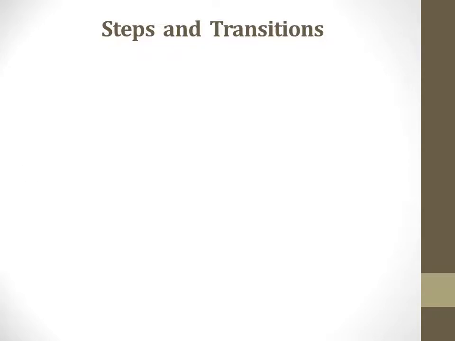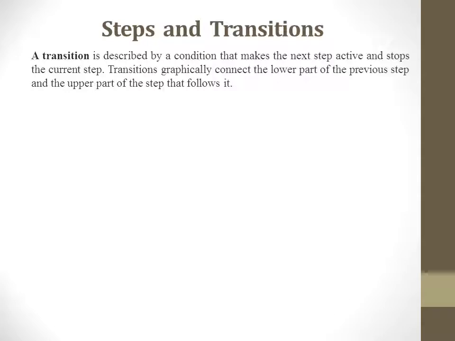So next element, transition. As I said, it's also a main element of this language. A transition is described by a condition that makes the next step active and stops the current step. Transitions graphically connect to the lower part of the previous step and the upper part of the step that follows it. The transition condition is a Boolean expression. Yes, every condition for transition is described by Boolean expressions.